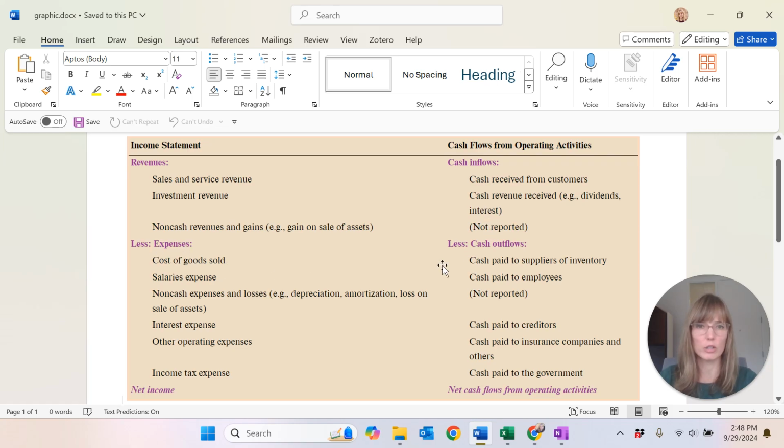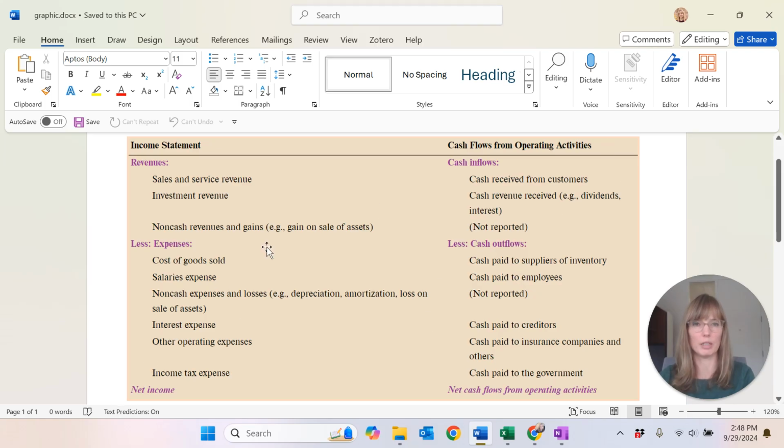Less the expenses: cost of goods sold would be inventory, and salaries expense would be cash paid to employees. Depreciation, amortization, and a loss on a sale of assets: depreciation and amortization are non-cash expenses, and sales of long-term assets are going to be in the investing section. Interest expense is cash paid to creditors, then other cash paid for operating, and cash paid to the government for your income tax expense. This is all in the direct method, but it lays out what these cash payments are. What we're going to do is begin with net income and then make adjustments for the differences between what happened on the income statement and what actually happened in cash.